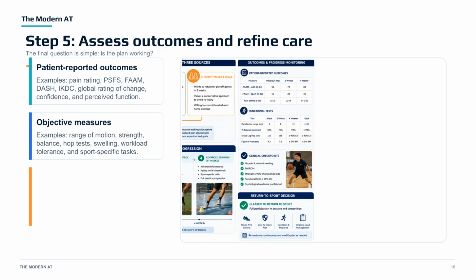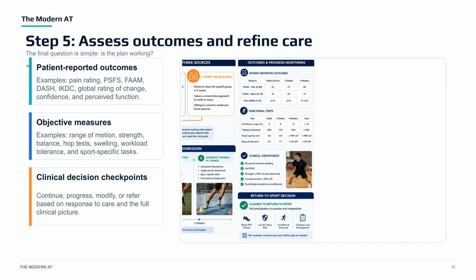Outcome assessment helps prevent two errors: keeping a plan that is not working, or progressing an athlete without enough supporting data. Good EBP is iterative. You apply a plan, measure response, then decide whether to continue, progress, modify, or refer.